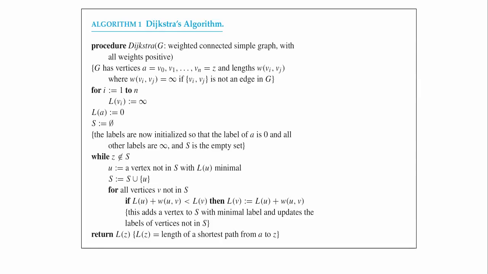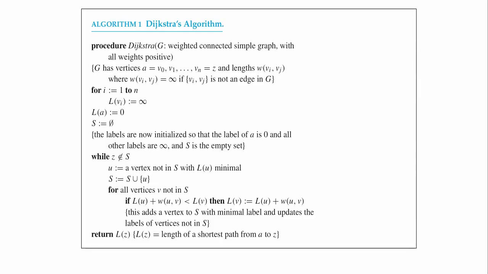This procedure is iterated by successively adding vertices to the distinguished set until Z is added. When Z is added to the distinguished set, its label is the length of a shortest path from A to Z. So finally we have Lk(A,V) equals the minimum of Lk-1(A,V) and Lk-1(A,u) plus w(u,v).